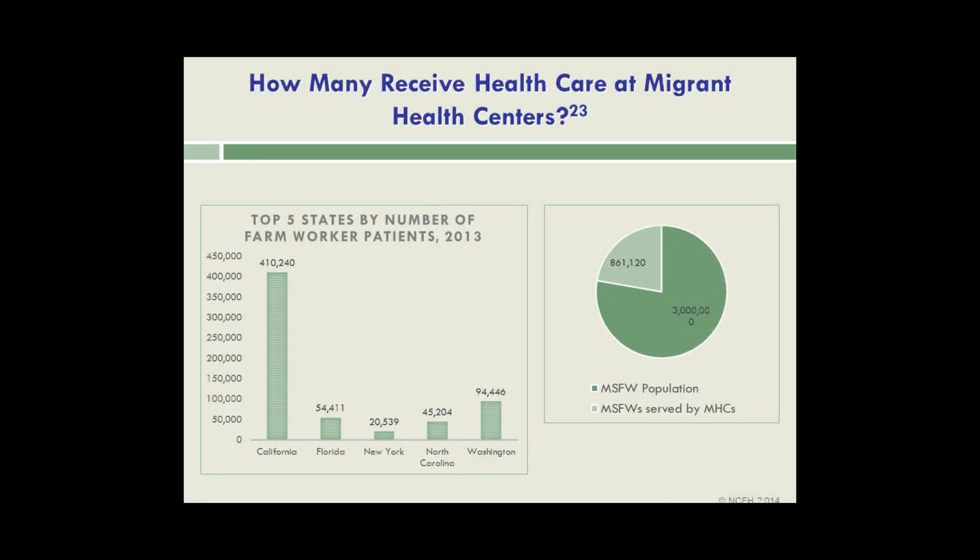Approximately 861,120 farm workers were seen at community and migrant health centers across the U.S. With an estimated population of 3 million, this means only approximately 28.7% of the population is accessing the primary care services of the network of community and migrant health centers. There is still a lot of work to do in outreach and enrollment to make sure we are identifying and documenting the population and providing the best access needed by this population.